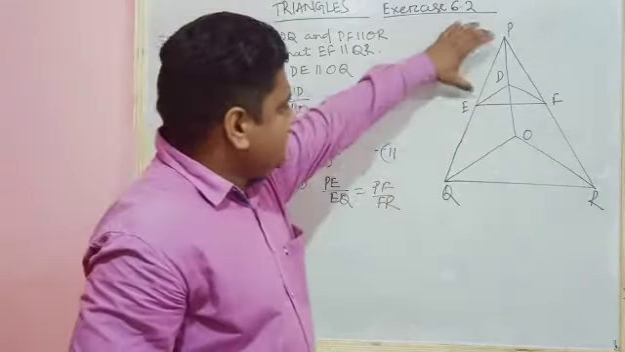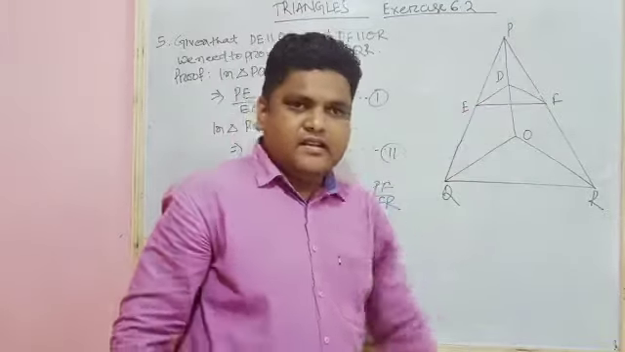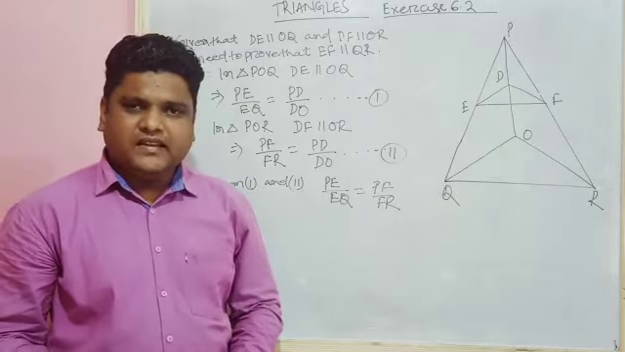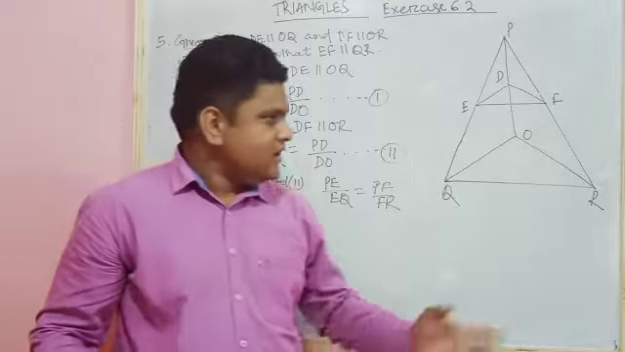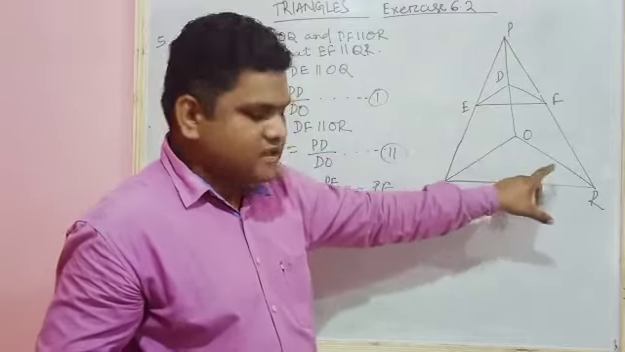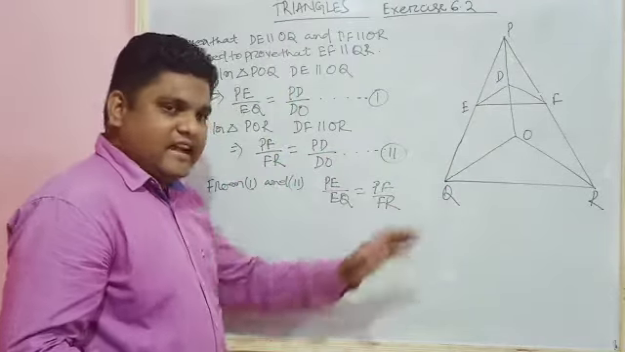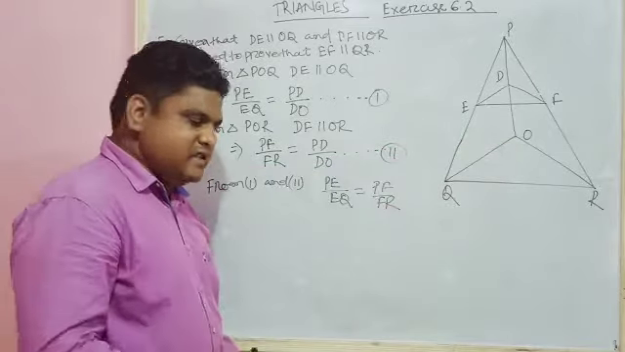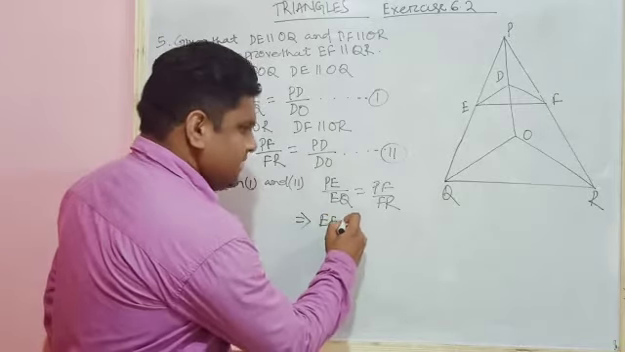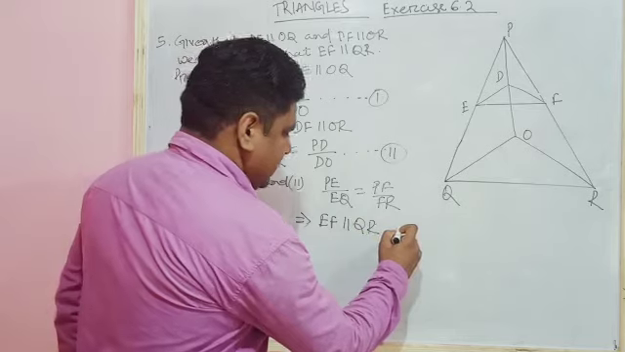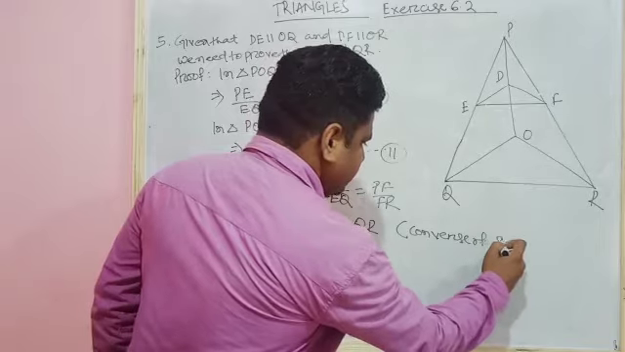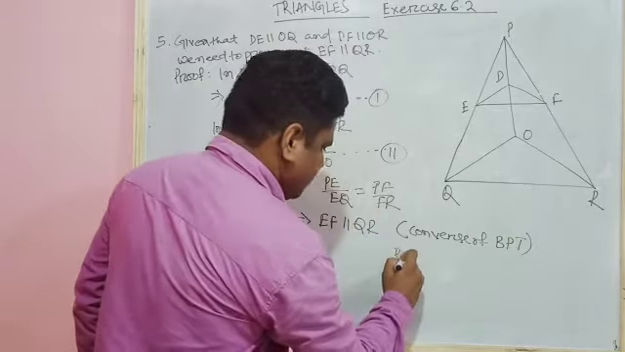Now see what we got. PE by EQ equal to PF by FR. The converse of basic proportionality theorem is theorem 6.2. It is, if a line divides two sides of a triangle in equal ratio, then the line is parallel to the third side. It is given in theorem 6.2. So we can write from here that EF is parallel to QR, or in bracket we can write converse of BPT, basic proportionality theorem. It is proved now.